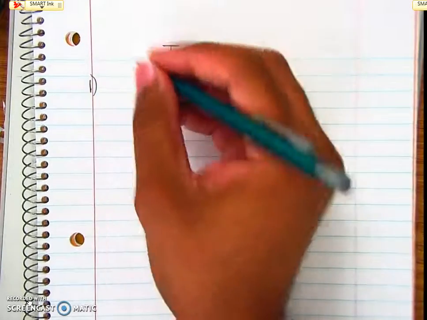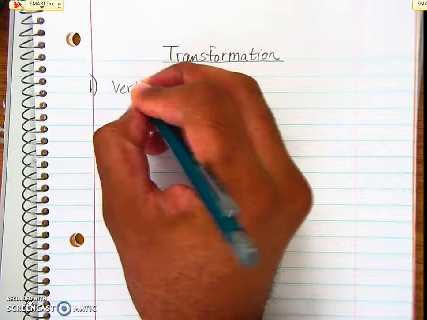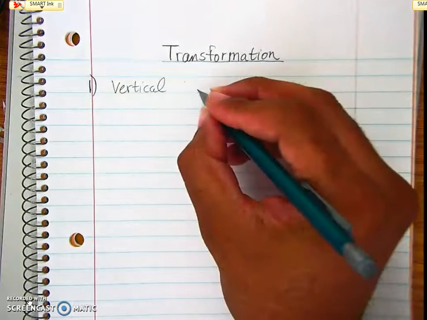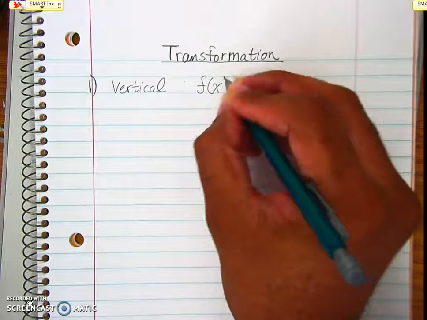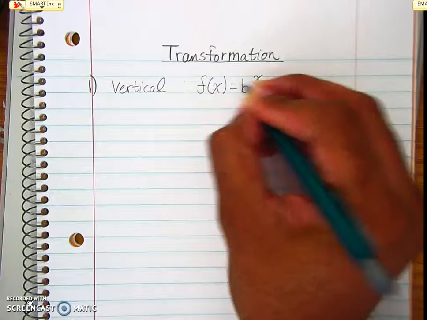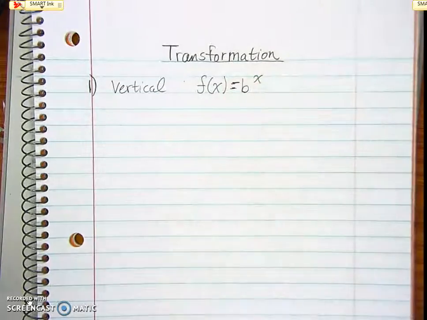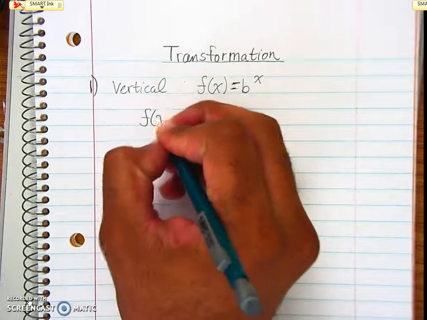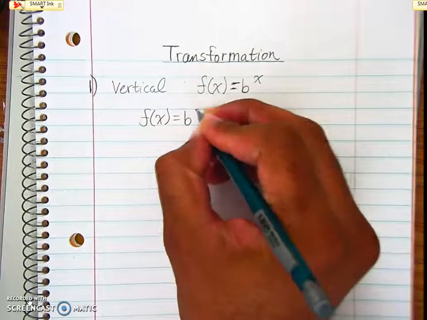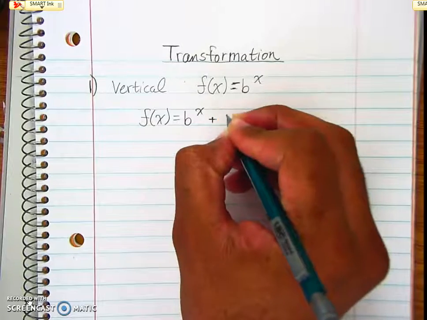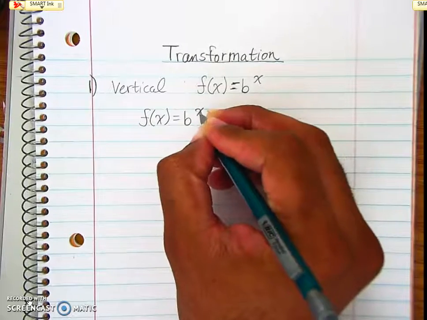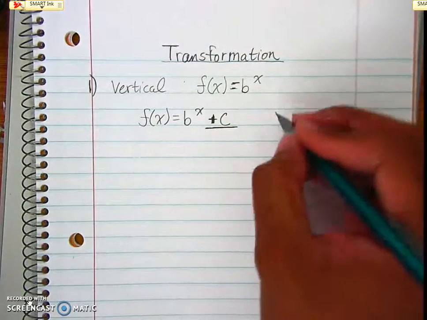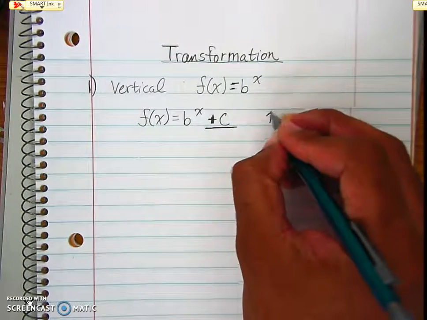So vertical transformations, going up or down. Alright, so a function that we're going to deal with here is f of x equals b to the x power. And we're going to talk about the changes that happen with it. So, for example here, if we have b to the x plus c, it's not on the same line as x, it's on the back. If we have a plus c on the back, it's going to move up.